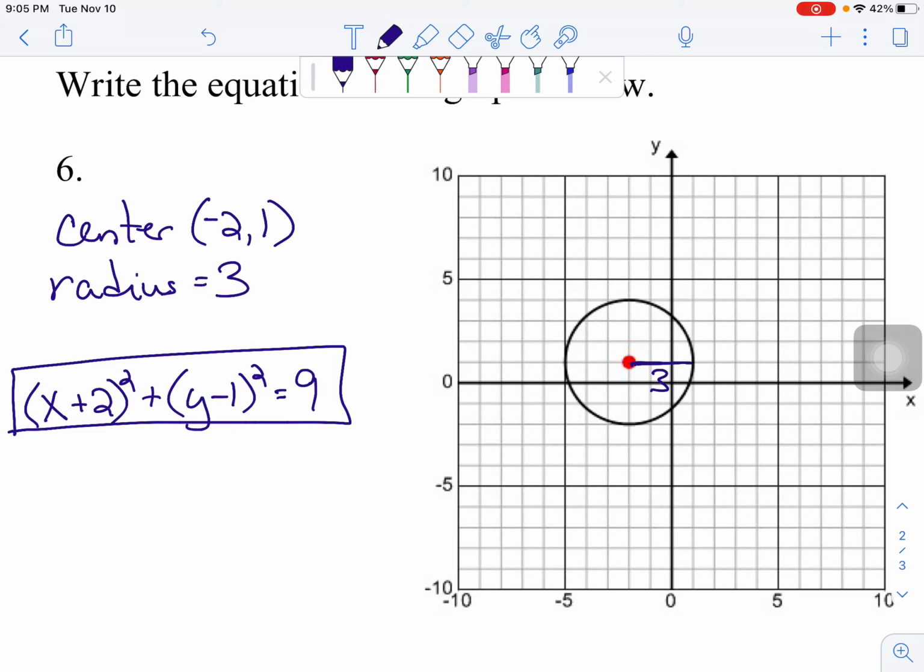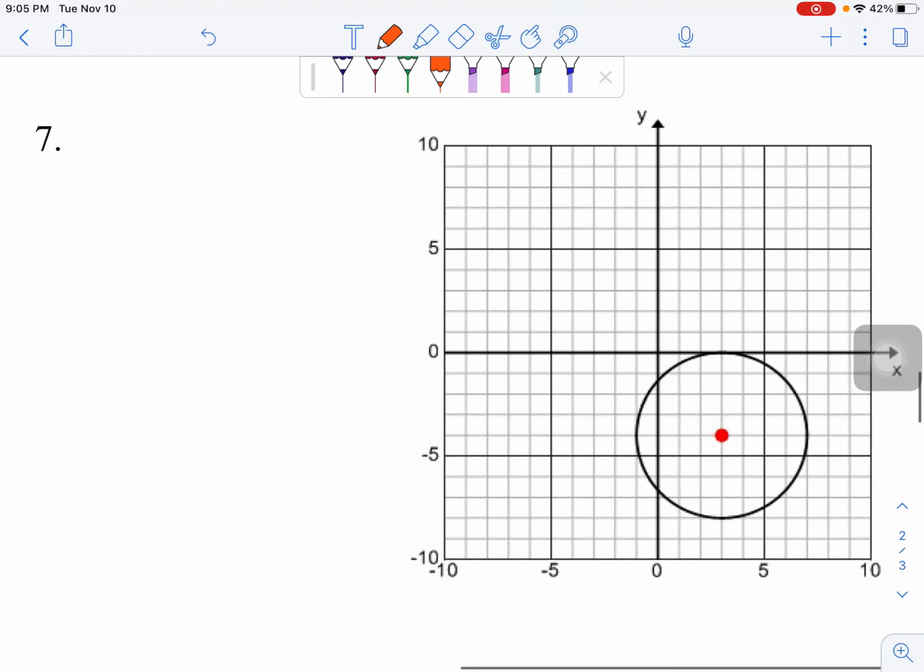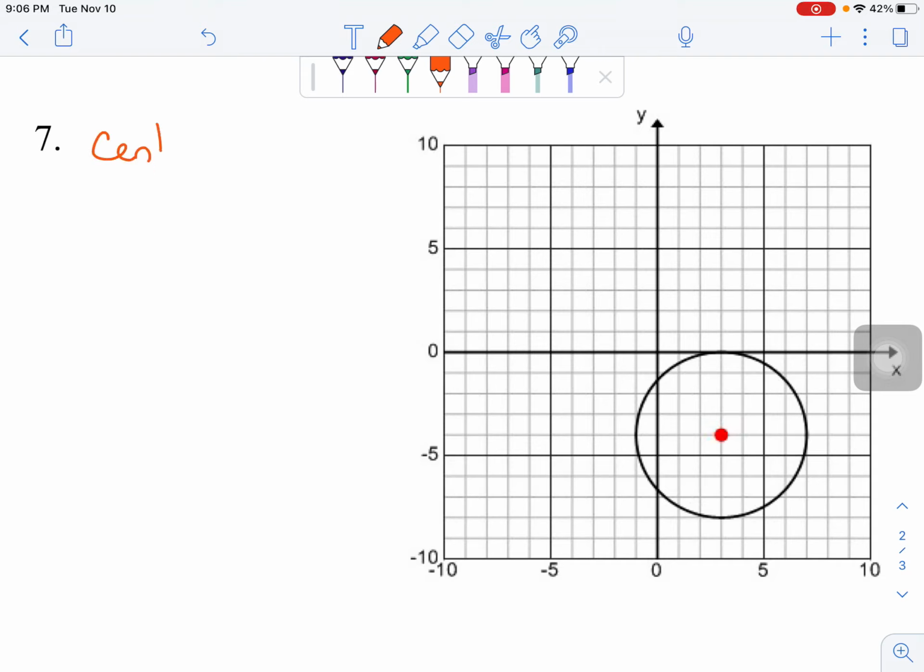I'm going to go ahead and slide over to number 7 here. I'm going to do the same thing. I'm going to identify where my center is. So in this case, what is that? Positive 3, negative 4. Okay, so my center is 3, negative 4. And I want to take a second to count out my radius. So 1, 2, 3, 4 units.